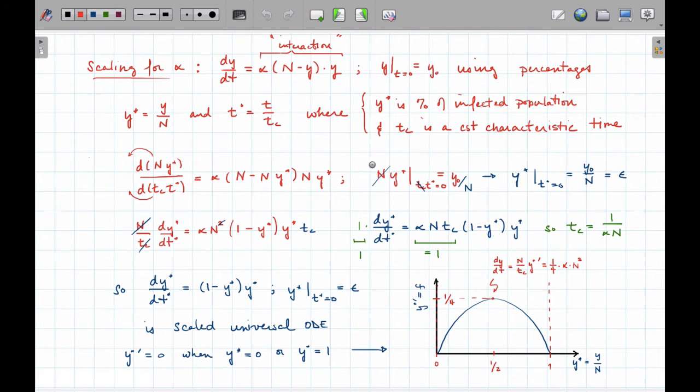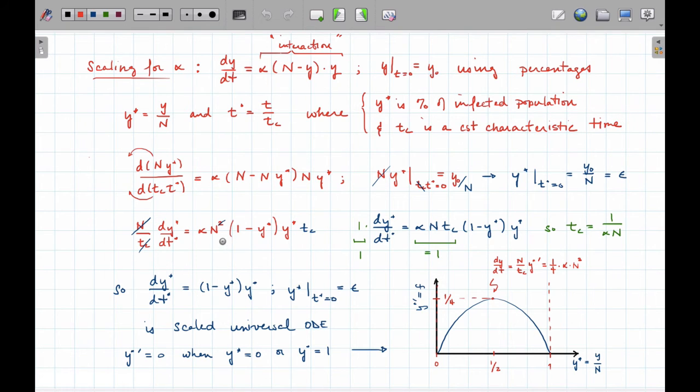So the reason that we did that was to render this dimensionless. If we pull out the n and tc from the derivative, because n is a constant and tc is a constant, pull them out, even though tc is not yet known, we know it's a constant. And we rewrite this side of the equation as just alpha n squared times the quantity 1 minus y star times y star. And this guy sitting out in front of dy star dt star is a constant with units of population per time. So this is dimensionless. This is where all the units are.